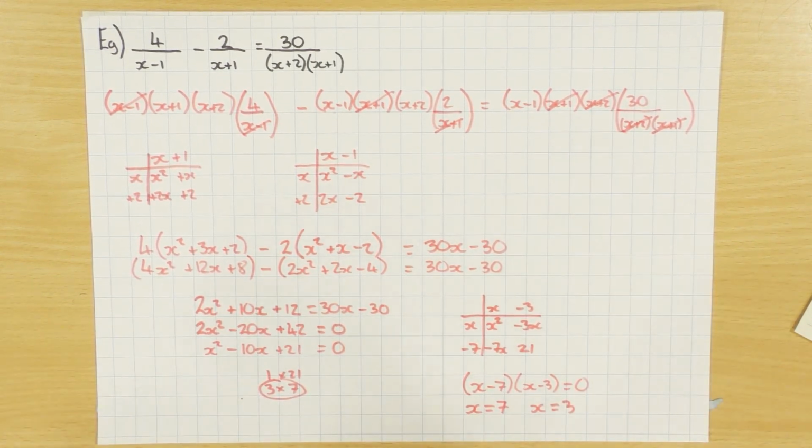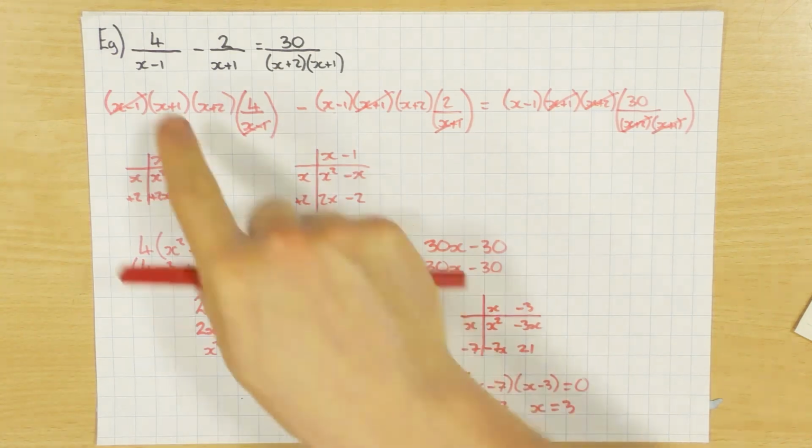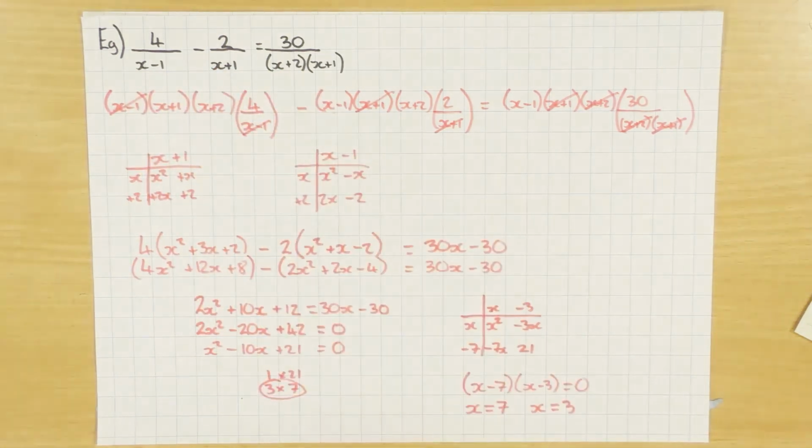Okay, hopefully that helps, guys, with those examples. Looks really horrible, but the process is always the same. Always times by what you're dividing by, or what the denominators are. Cancel what you can cancel, simplify it, and then solve it.